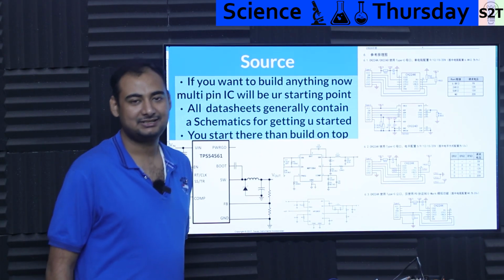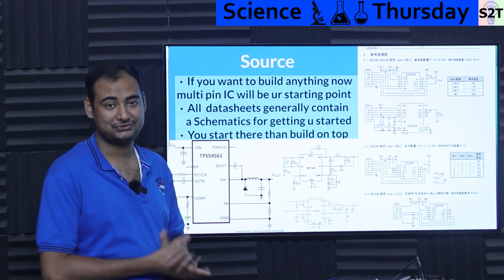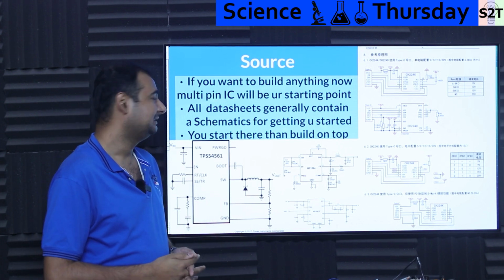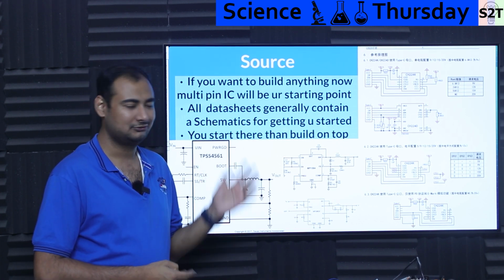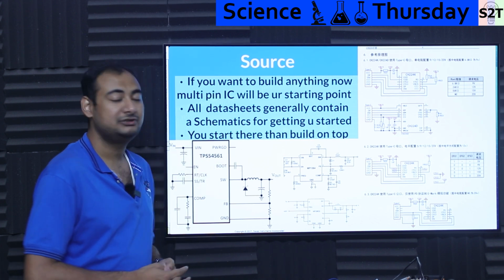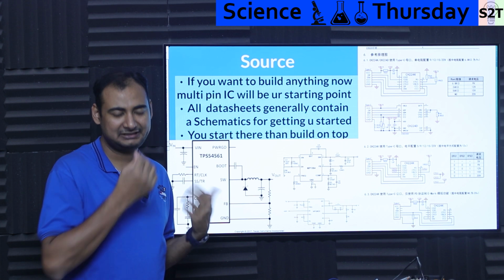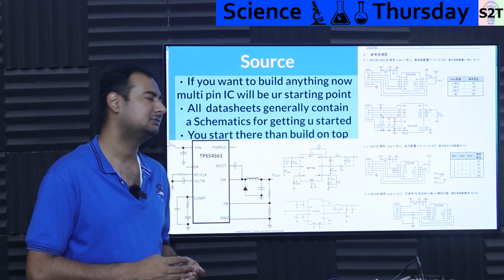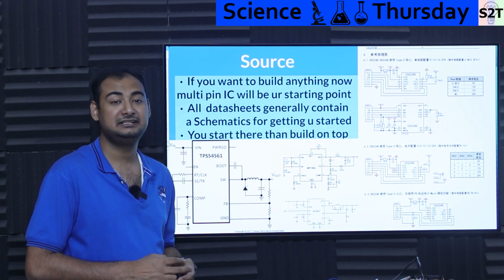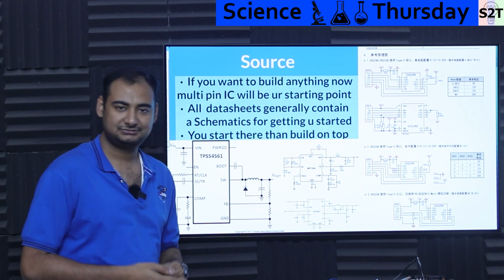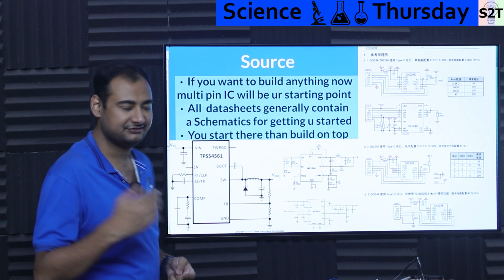So where do we get all this data from? Well, here's the source. Anytime you want to build anything nowadays, most likely you're going to deal with an IC. It could be a 4-pin IC to a 36-pin IC or a bonkers amount. So we generally start with that. Even if you are dealing with something very simple, let's say a linear regulator, you just want 5 volts in, 3.3 volts out, you will find a data sheet for it. That's the first starting point.